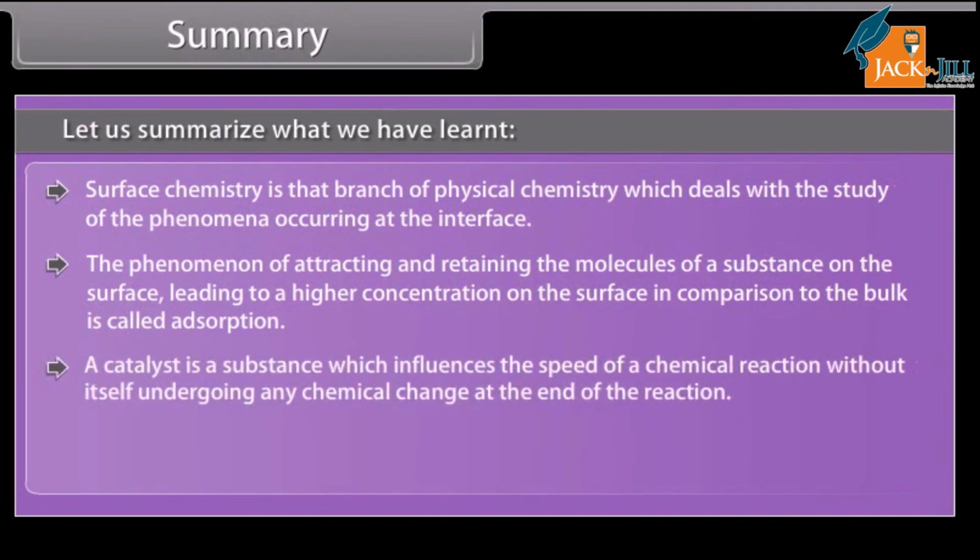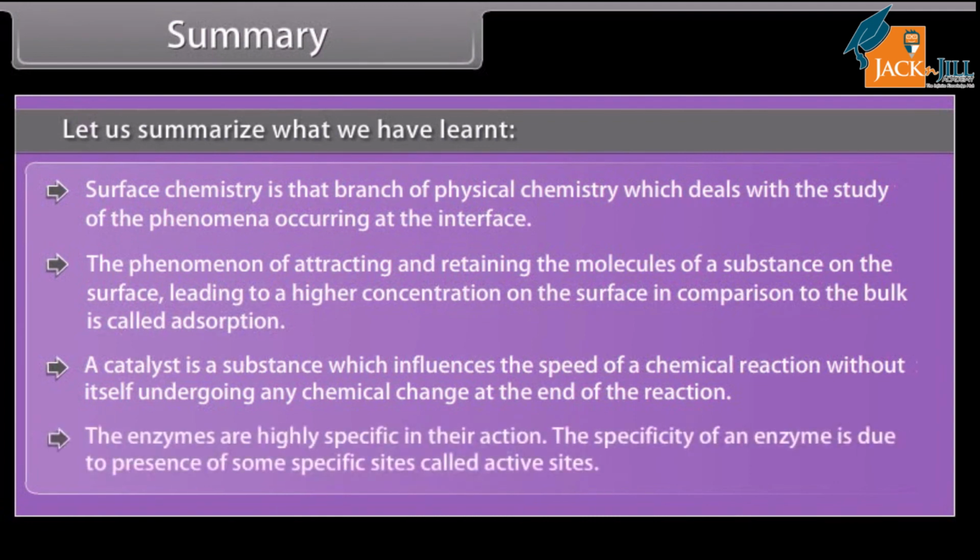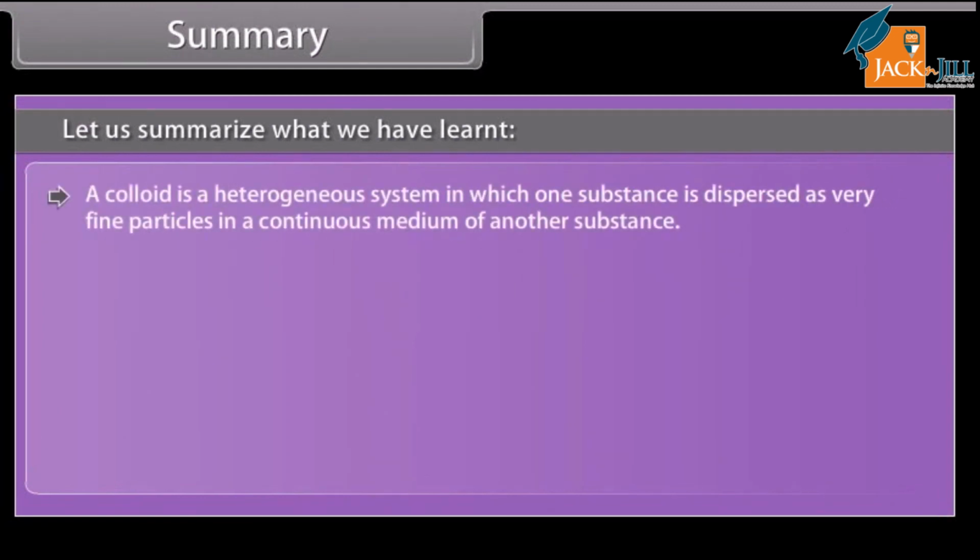A catalyst is a substance which influences the speed of a chemical reaction without itself undergoing any chemical change at the end of the reaction. The enzymes are highly specific in their action. The specificity of an enzyme is due to the presence of some specific sites called active sites. A colloid is a heterogeneous system in which one substance is dispersed as very fine particles in a continuous medium of another substance.